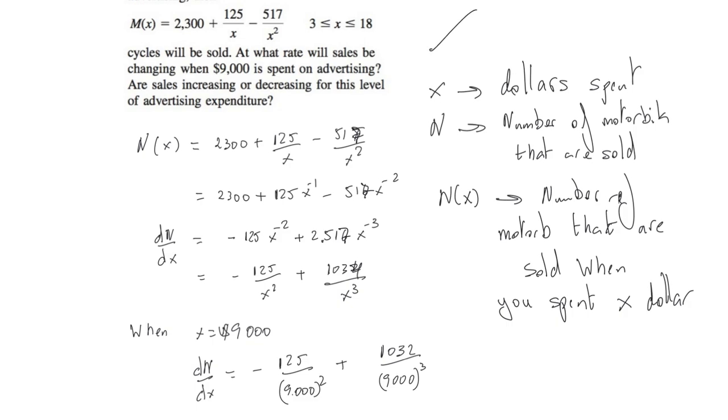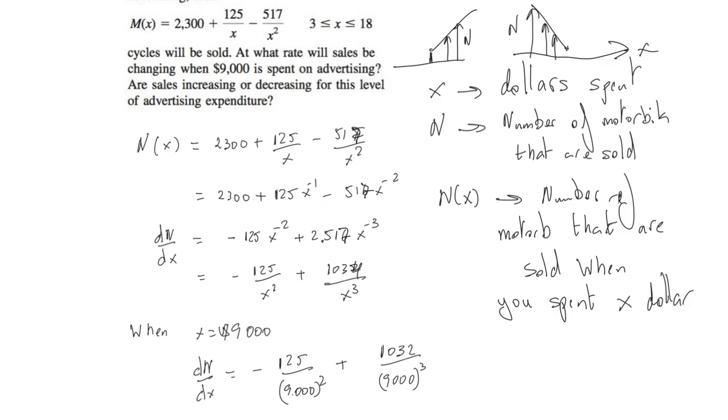So the number of motorbikes is growing. So the time here is here. If the slope is positive, you are always selling more motorbikes. But if the slope is negative, it means that as you spend X dollars, your amount N of motorbikes is decreasing. So what you will prefer is to have a positive slope rather than a negative slope. A positive slope guarantees that you spend X dollars and you sell more motorbikes.